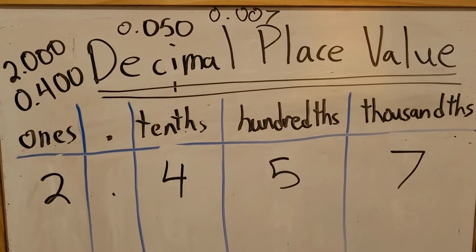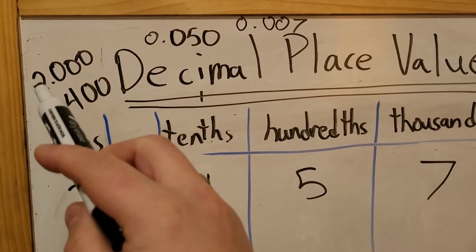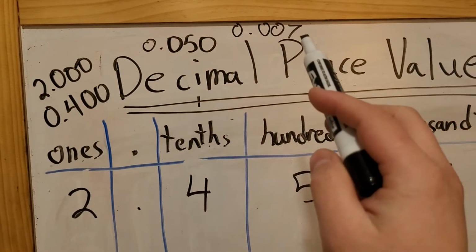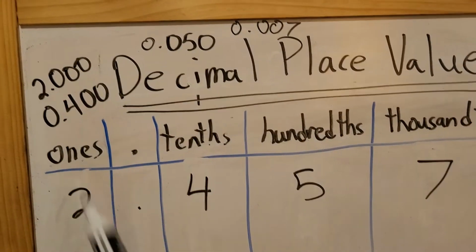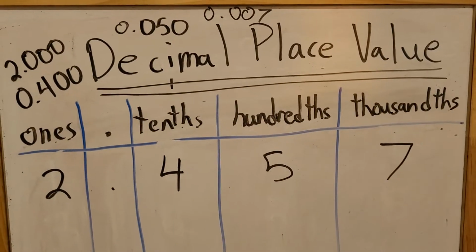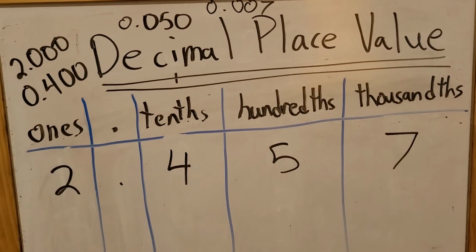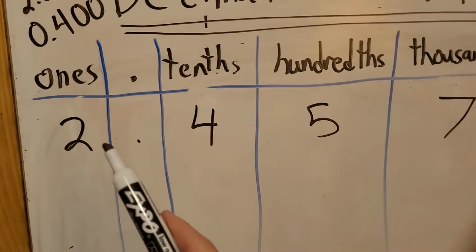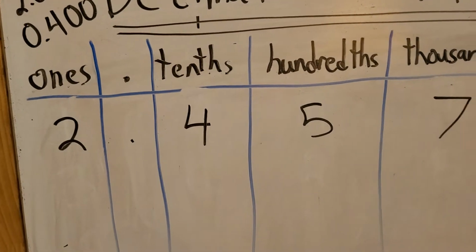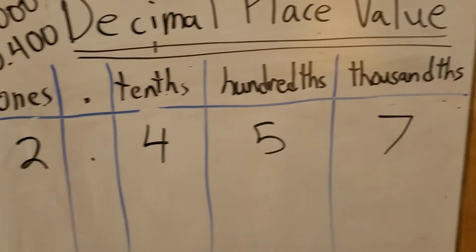What do these all mean? Well, it means this one is a lot bigger than that one, or that one, or that one. Okay? The ones are the big guy. So anything on the left is big. Okay? And it gets smaller as you go to the right.